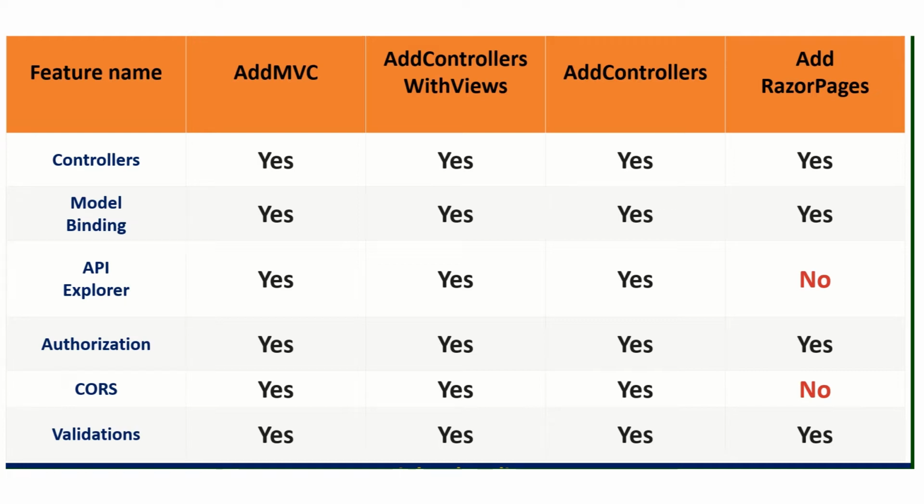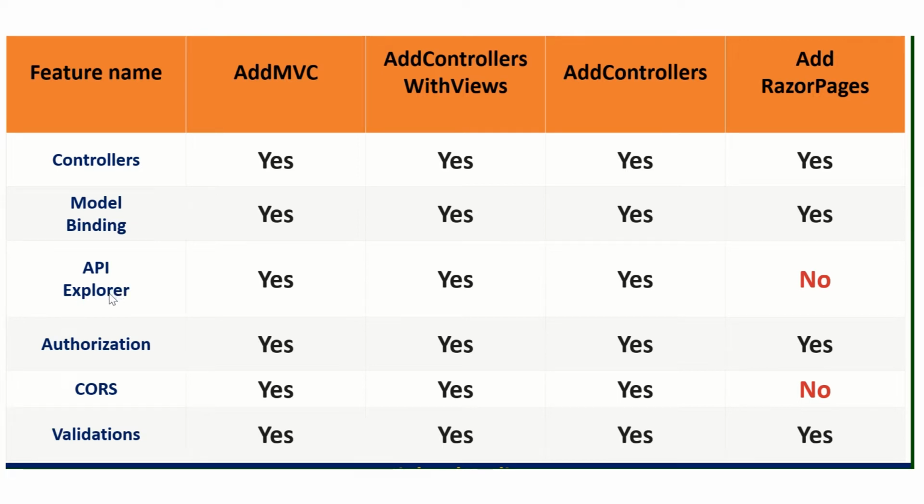Second one is model binding. In model binding, we also have it in AddMvc, AddControllersWithViews, AddControllers method, and AddRazorPages. We can find that we get the model binding feature in all the methods, right? AddMvc, AddControllersWithViews, AddControllers, and AddRazorPages. In all these methods we can get the model binding feature, right?